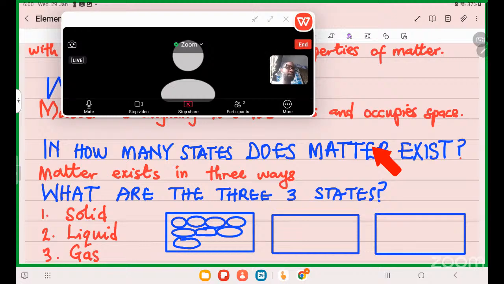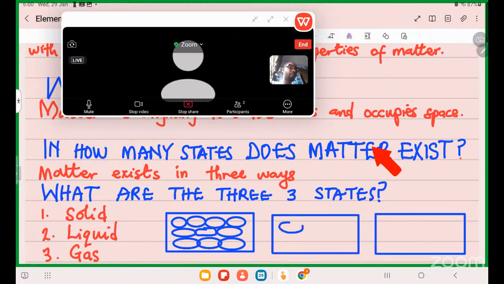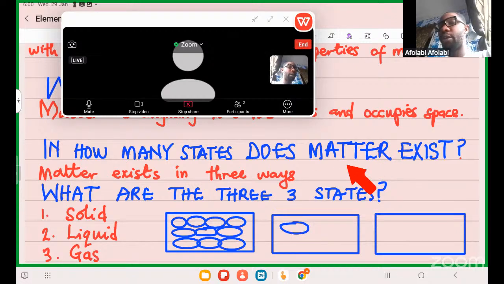Good. So the one I'm drawing now, is it for liquid, gas, or solid? Solid. Good. This one is solid. Now, you will tell me between these two, which one is liquid and which one is gas. I've drawn one. I'm drawing the third one now. So which one is gas between them and which one is liquid?